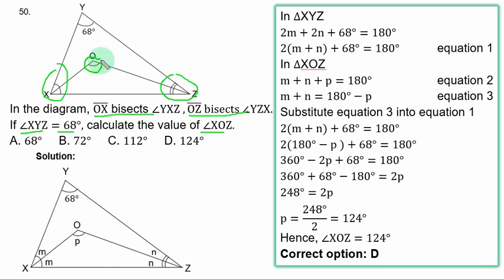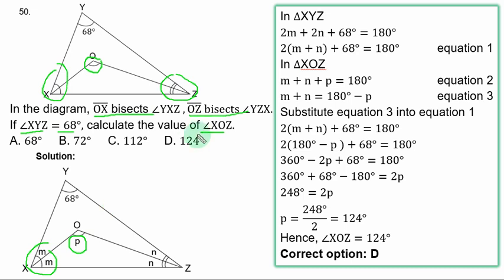The diagram, we need to reproduce it and indicate some angles. So let's represent angle SOZ by P. Now, since OS bisects angle YSZ, these two angles are equal. Let each be M, so the whole angle is 2M, and you have N and N for the other side.